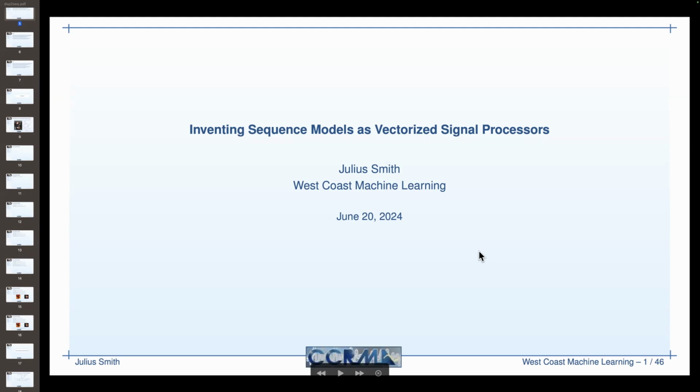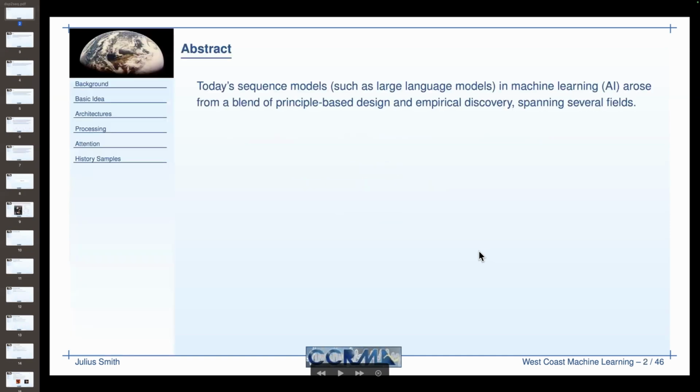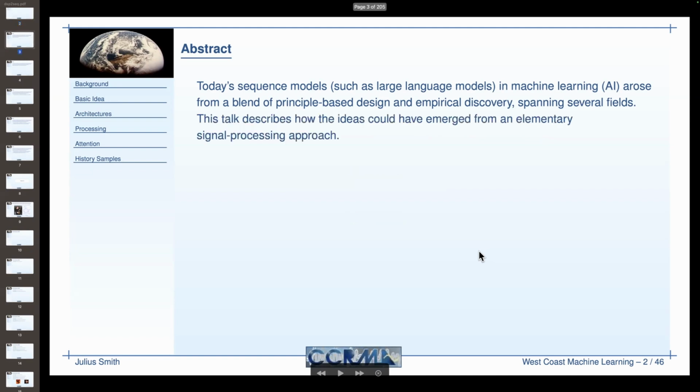So welcome to part 3 of inventing sequence models as vectorized signal processors. And just to recapitulate the abstract, we're inventing these things from basic ideas as a way of just hopefully understanding them better, maybe coming up with an explanation of some of the things that are going on, and to just foster a blend of ideas.